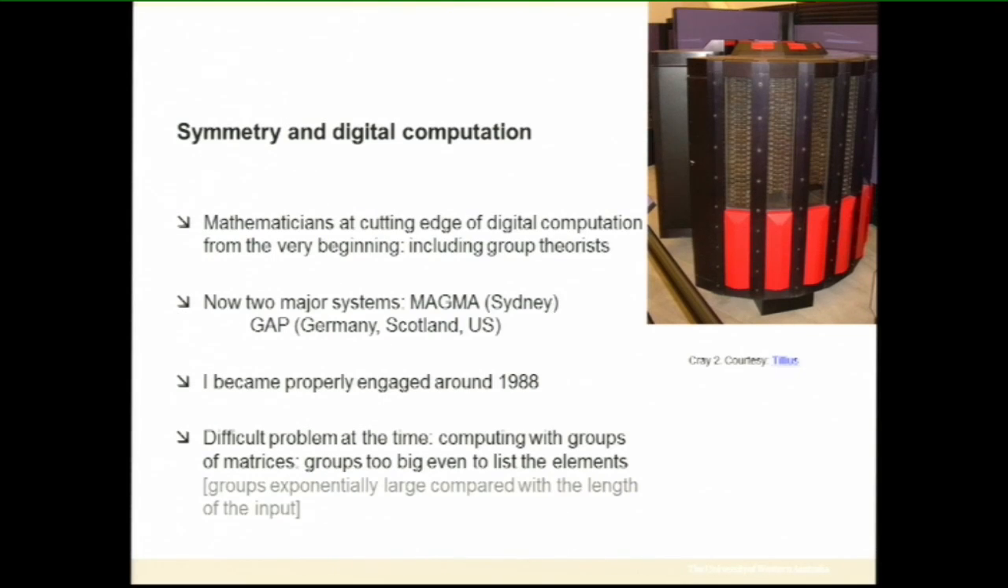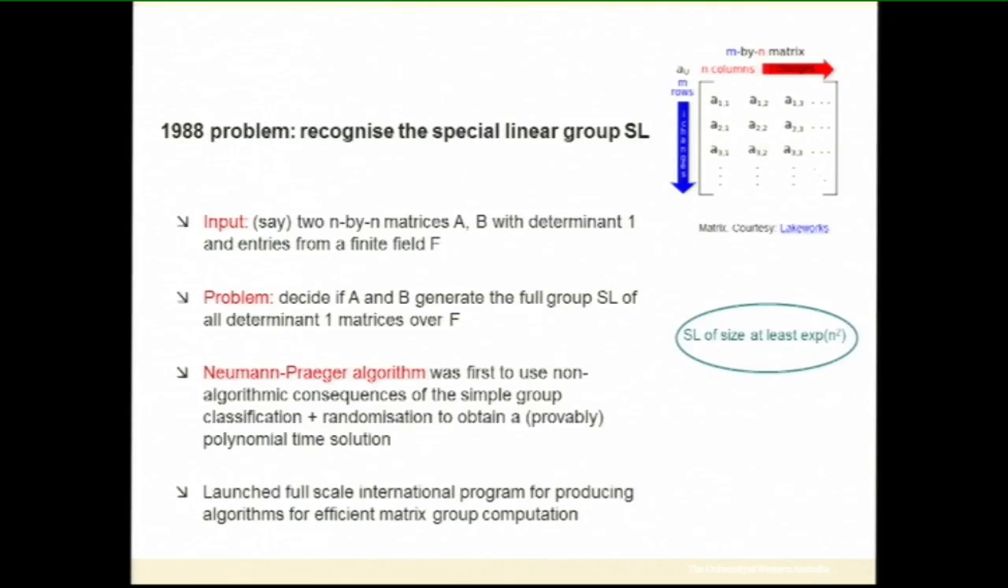There was a difficult problem at the time, which was computing with groups of matrices. These groups were huge, far too big to sort of list the elements and have a look at them. And the particular problem that I was asked to address was how to recognise the special linear groups. So the groups were made up of these matrices, square matrices, which you could multiply together to get a group, and these are matrices with determinant 1.